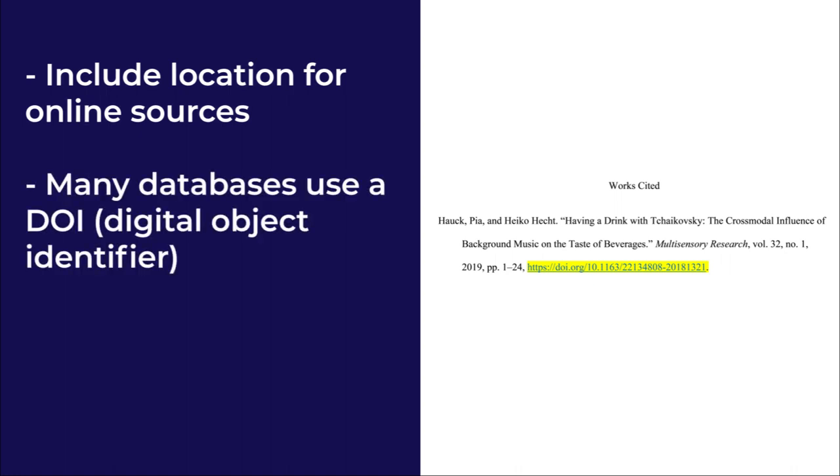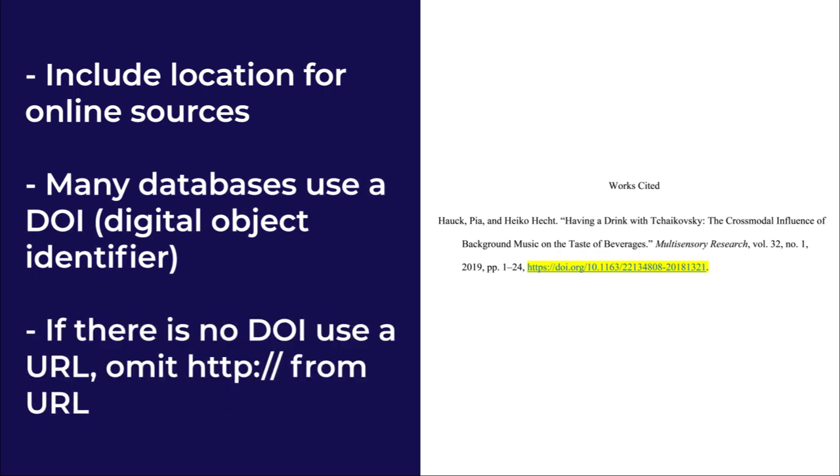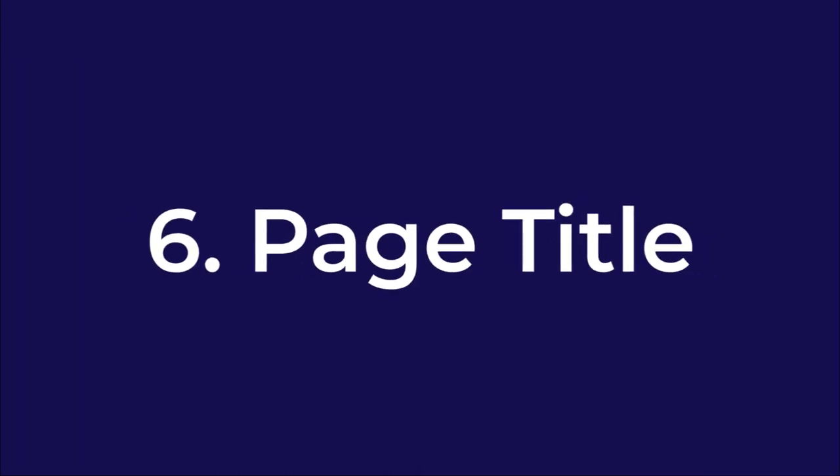Number 5. Identifier. For online sources, you should include a location to show readers where you found the source. Many scholarly databases use a DOI, Digital Object Identifier. Use a DOI in your citation if you can. Otherwise, use a URL. Delete the http:// from URLs. The DOI or URL is usually the last element in a citation and should be followed by a period.